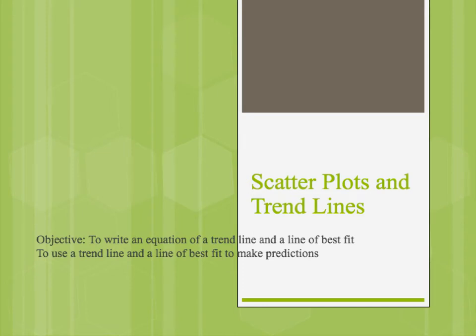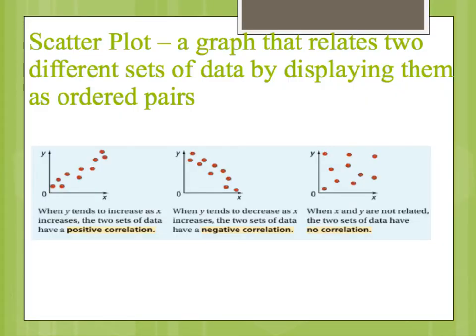Scatter plots and trend lines. First, we have to know what a scatter plot is. It's a graph that relates two different sets of data by displaying them as ordered pairs. And these are usually not in a straight line.